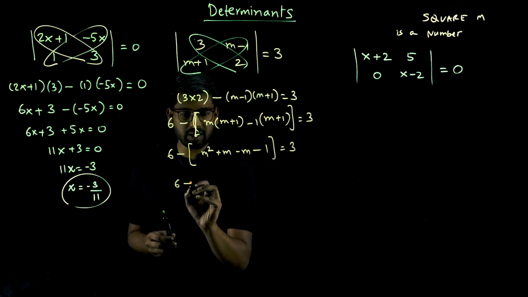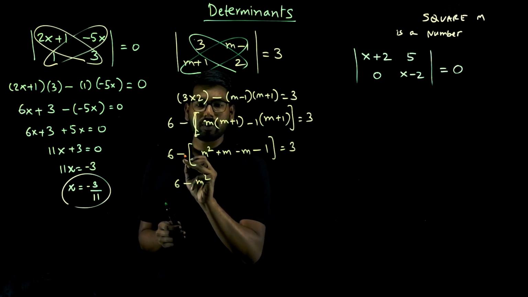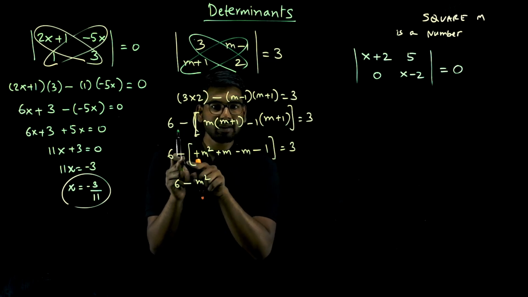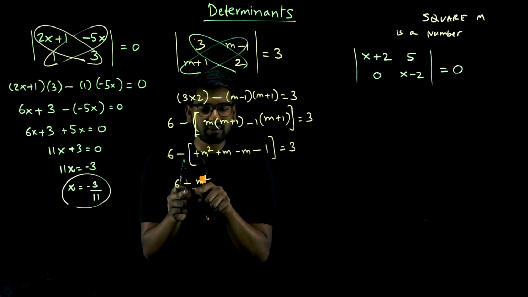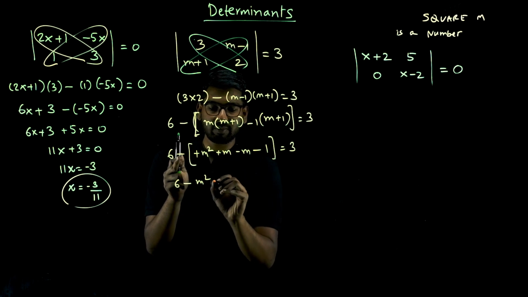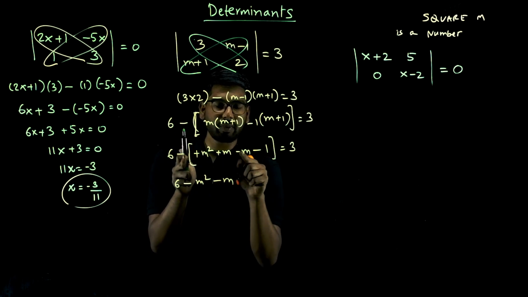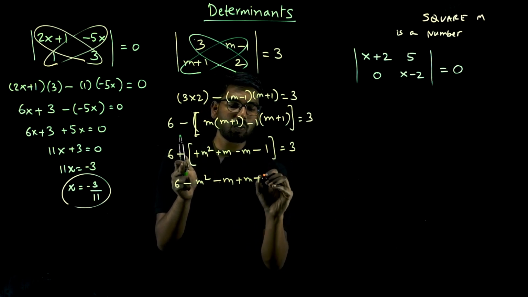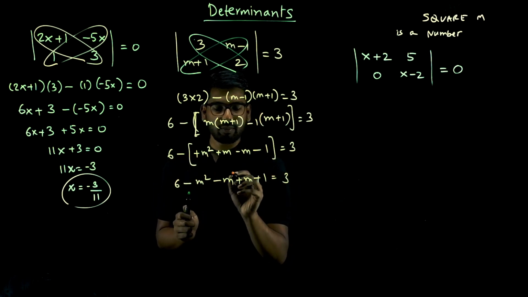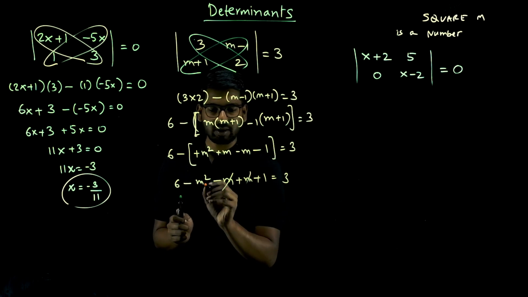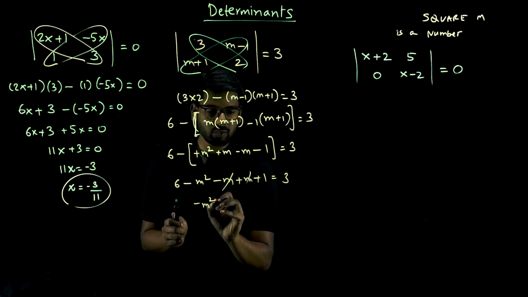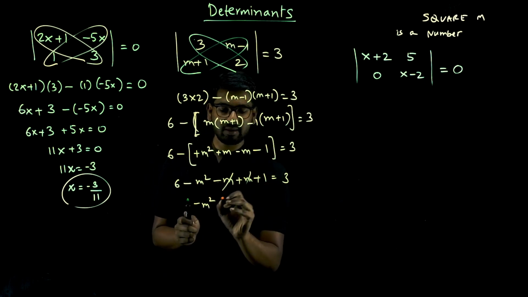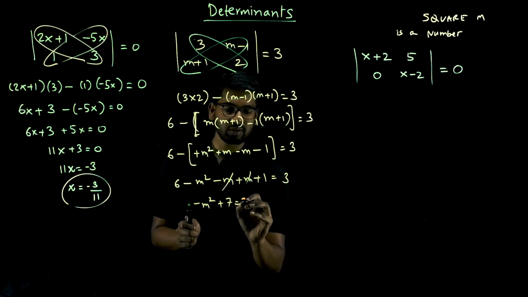So ಏನಾಗುತ್ತೆ 6 minus m square. So whenever you are opening bracket and there is a minus here, okay, you have to multiply the symbol. Minus into plus ಏನಾಗುತ್ತೆ minus m square, minus into plus ಏನಾಗುತ್ತೆ minus m, minus into minus ಏನಾಗುತ್ತೆ plus m, minus into minus ಏನಾಗುತ್ತೆ plus 1 is equal to 3. Minus m plus m 0. So ಏನಾಗುತ್ತೆ minus m square, 6 plus 1 ಏನಾಗುತ್ತೆ 7 is equal to 3.